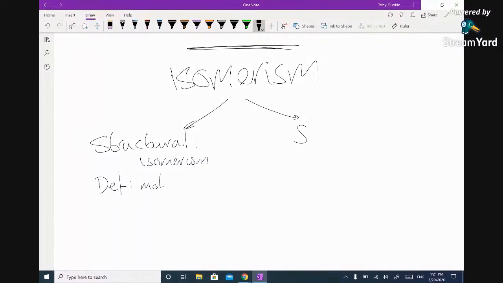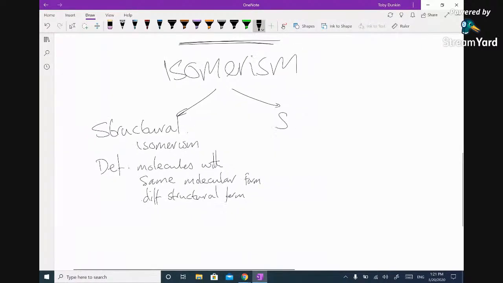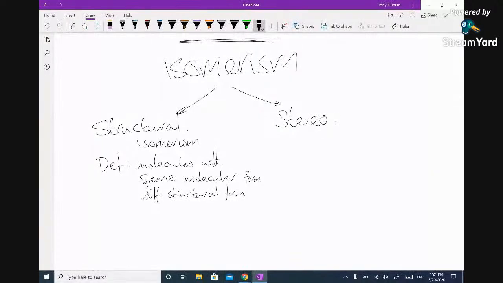Molecules with same molecular formula, same molecular form, but different structural form. You'll be asked to define them, structural formulae. The next one is stereo. You'll never write that word down, stereoisomerism, but they will ask you to define it. Molecules with. Now you learned these 2 molecules.